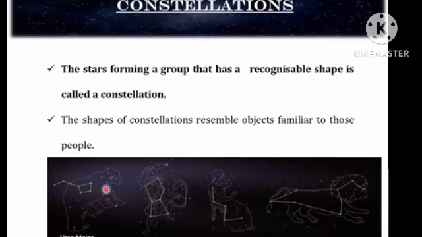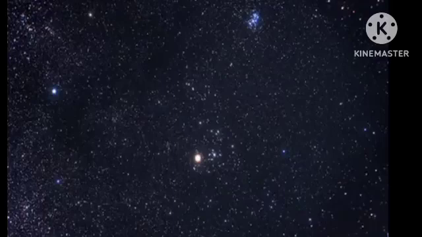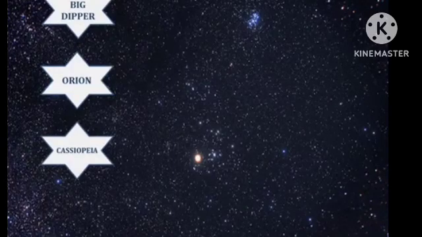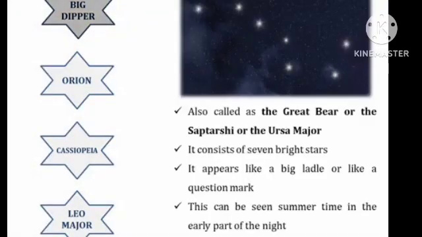For example, the Ursa Major looks like a spoon. The Orion looks like a hunter. The Cassiopeia, the Leo Major. These are some of the constellations that can be observed in the night sky. The shape of a constellation always remains the same, and the constellation appears to move in the sky from east to west. Now let's briefly see each of these constellations. Some of the constellations that can be observed in the night sky are the Big Dipper, Orion, Cassiopeia and Leo Major. First let's discuss the Big Dipper.